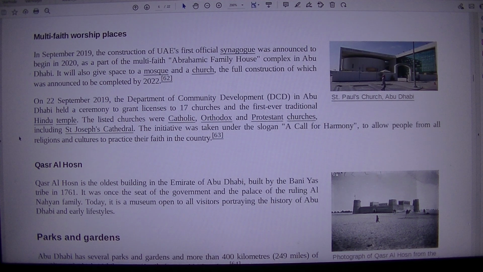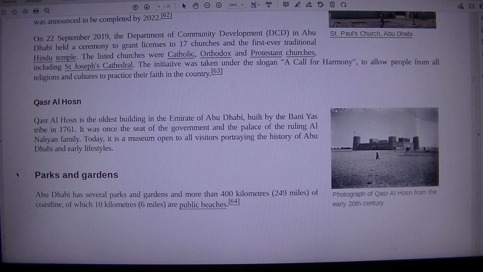63. Qasr al-Hosn. Built in the 18th century. Photograph of Qasr al-Hosn from the early 20th century. Qasr al-Hosn is the oldest building in the Emirate of Abu Dhabi, built by the Bani Yas tribe in 1761. It was once the seat of the government and the palace of the ruling Al Nahyan family. Today, it is a museum open to all visitors portraying the history of Abu Dhabi and early lifestyles.